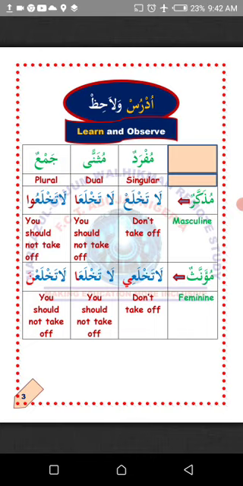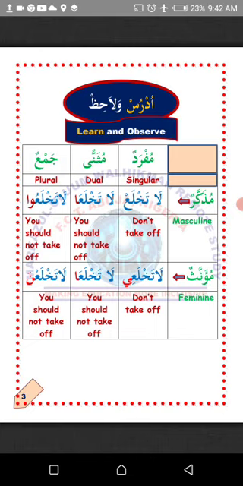It's just like the verb la takhla' can only be used to command a single male person not to take off. So if there are two in number, all you need to do is to attach alifun to the last letter. Remember, once alifun is attached, the letter before it must take fatha, as we know that alifun is the mother of fatha in Arabic. So the verb la takhla' will now become la takhla'a, which means you should not take off, commanding two male persons or two female persons.